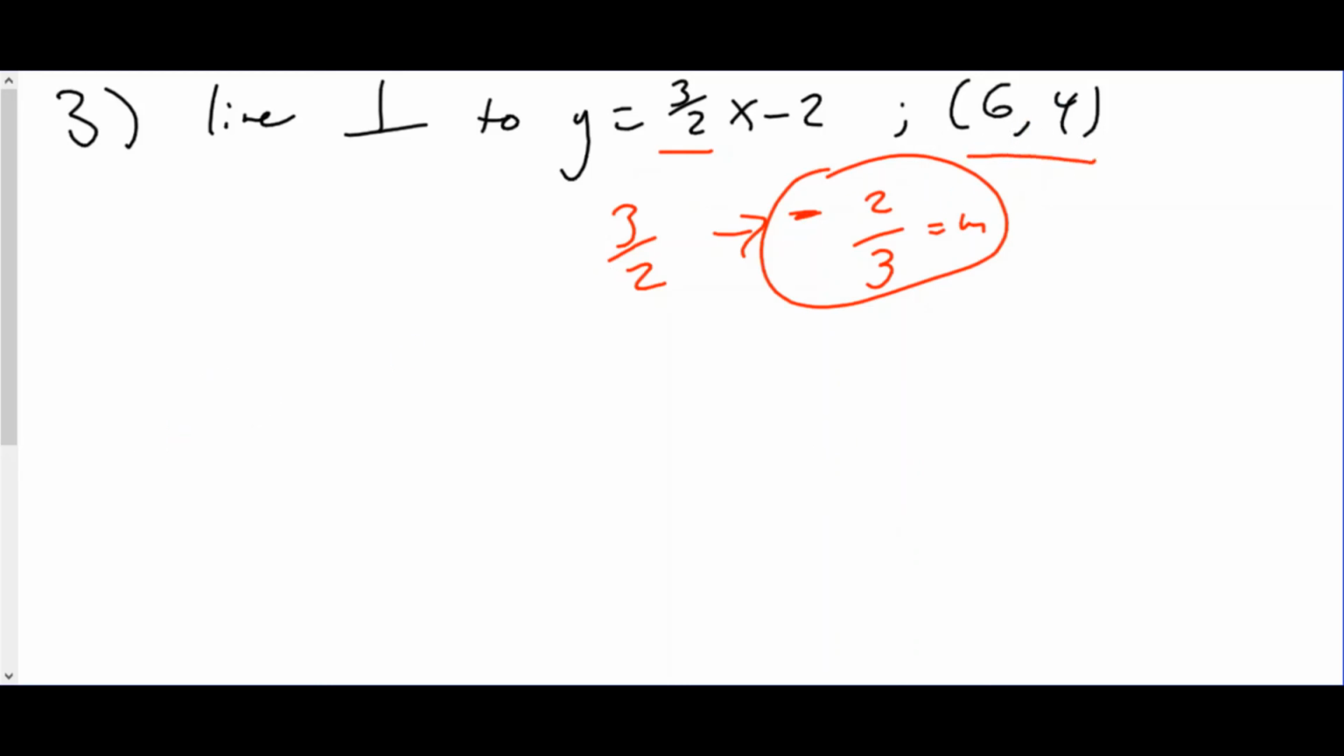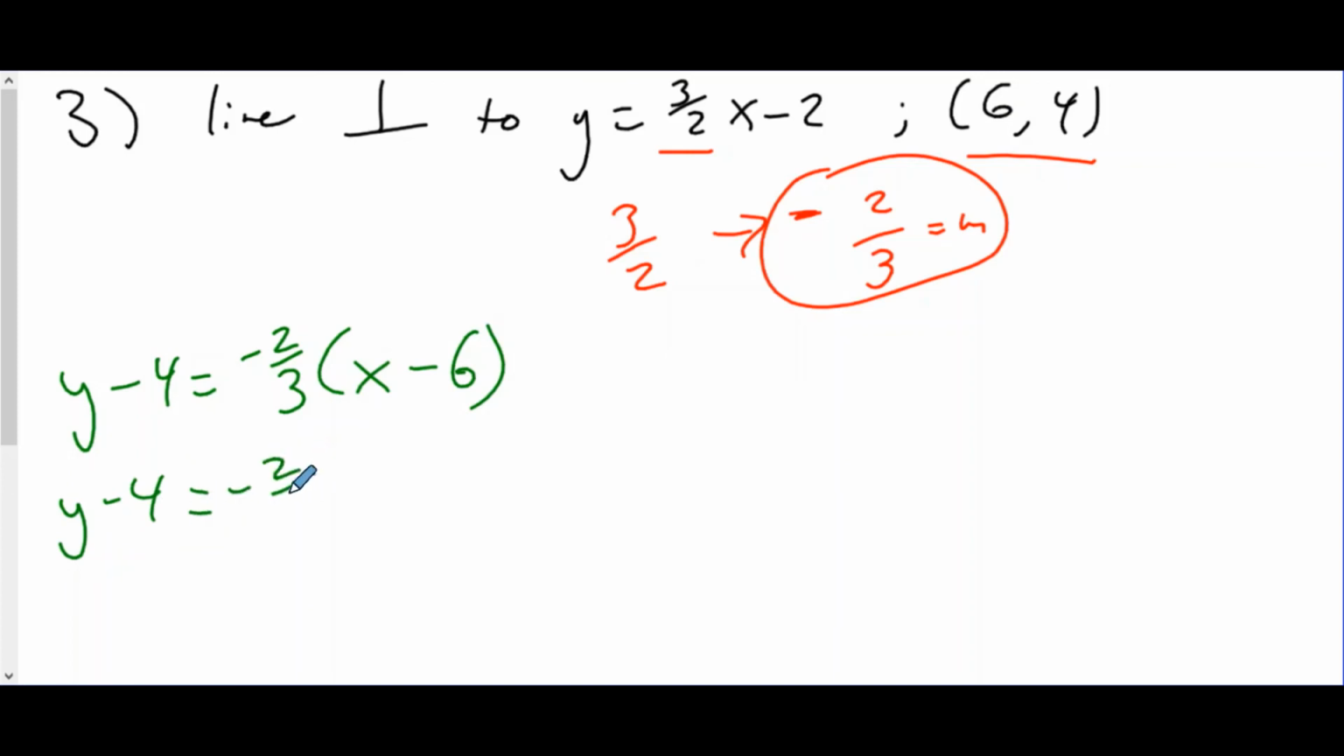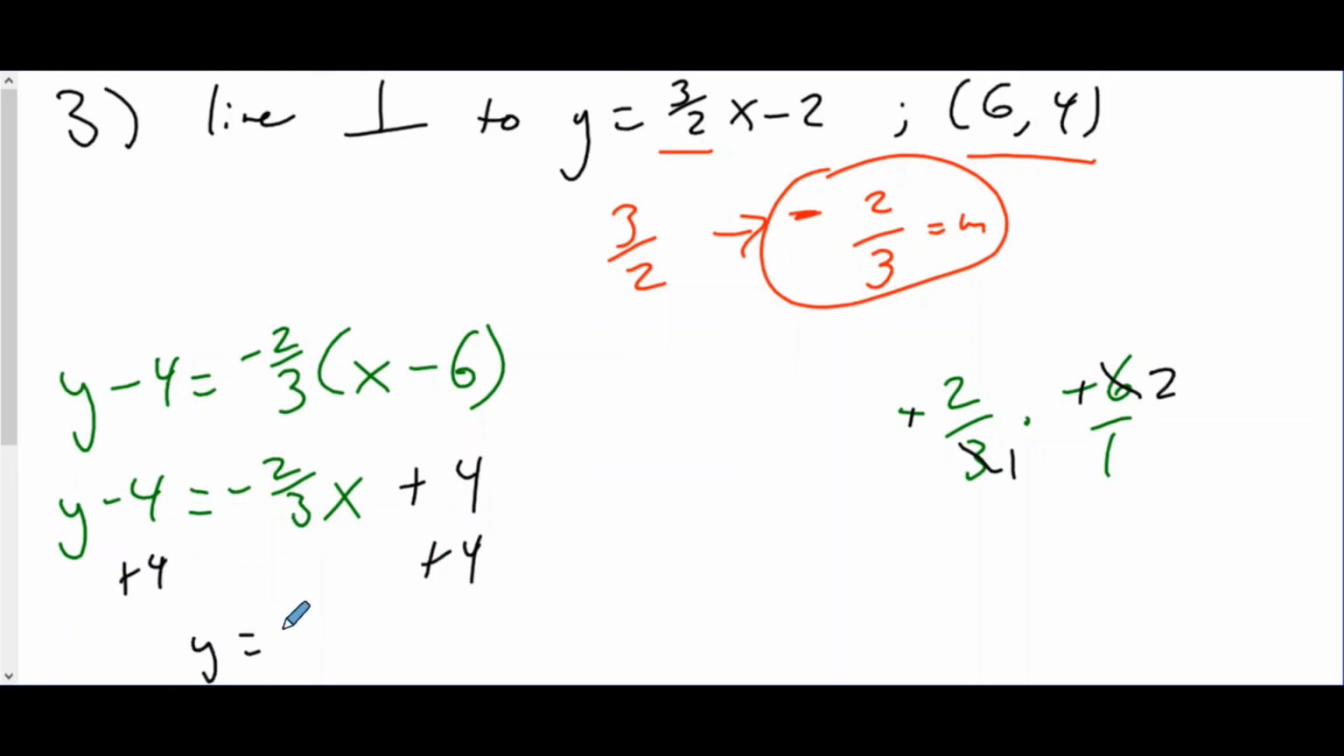Here's my point. Let's write it in point slope form. y minus y1 equals m times x minus x1. Solve for y. y minus 4 equals negative 2 thirds x minus 6. And let's figure this part out. Negative 2 thirds times negative 6. Well, I know a negative times a negative will be positive. 3 and 6 have a common factor of 3. 3 divided by 3 is 1. 6 divided by 3 is 2. Multiply across and we get a positive 4. Add 4 on both sides to get y equals negative 2 thirds x plus 8.